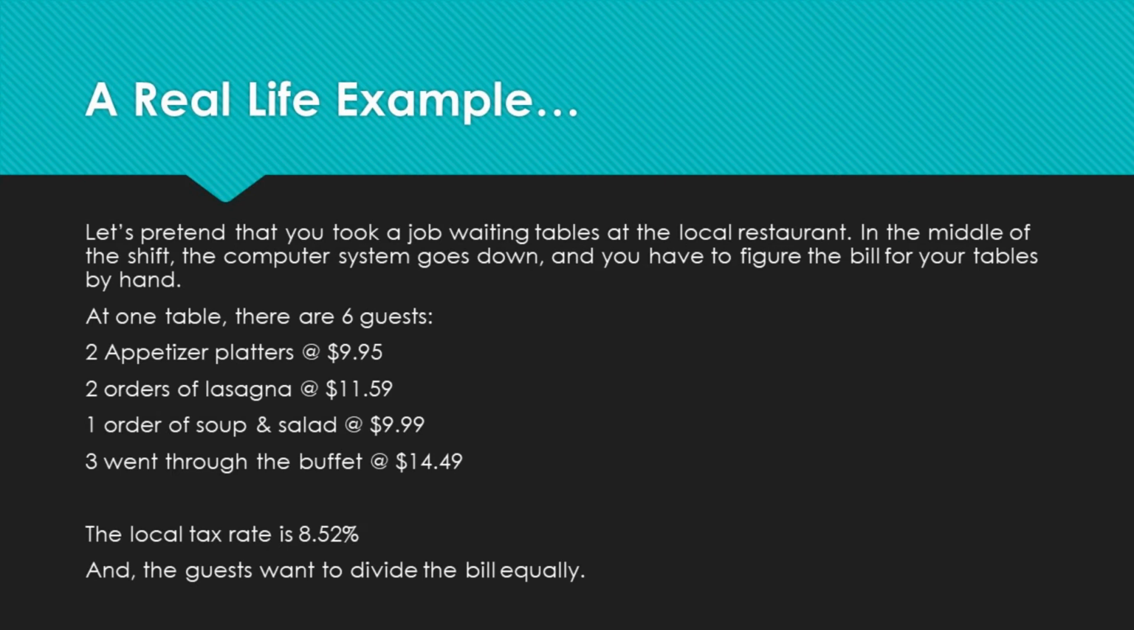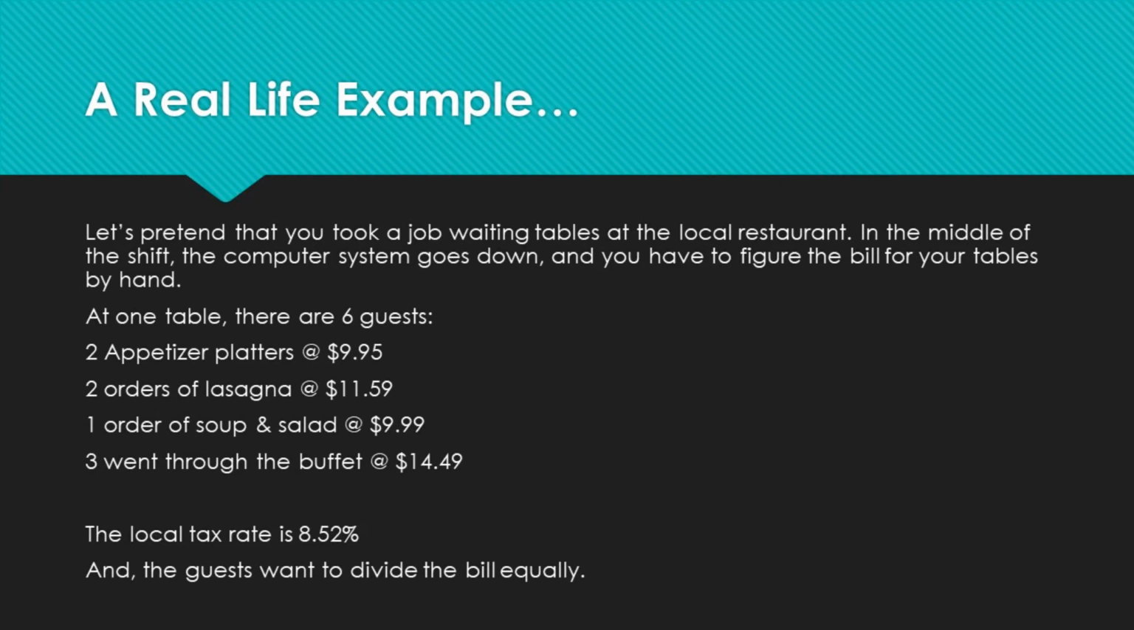Let's take a look at a real-life example. You've just taken a job waiting tables at the local Italian restaurant. In the middle of your shift, the computer system goes down. Oh no! Now I have to figure all of the customers' bills by hand. At one table there is a party of 6. They had 2 appetizer platters at $9.95 each.